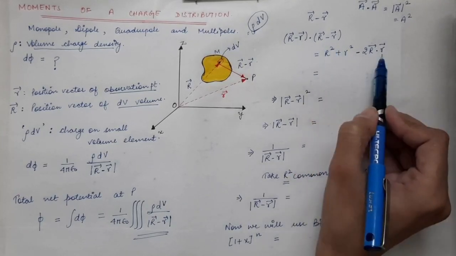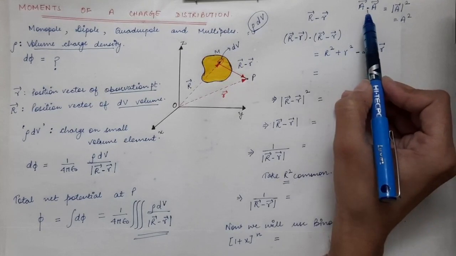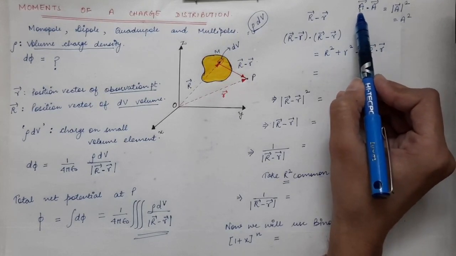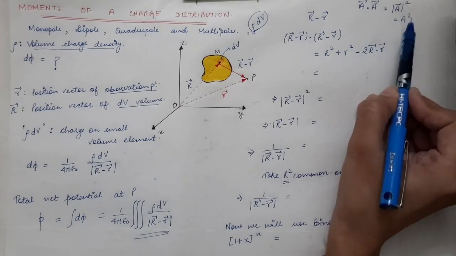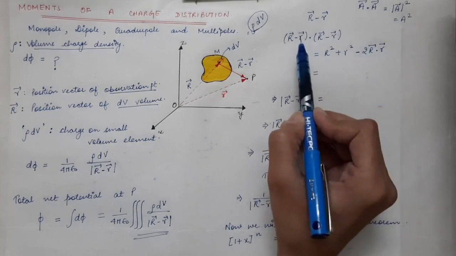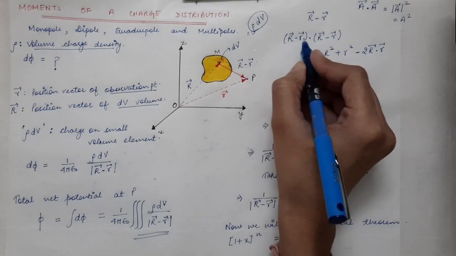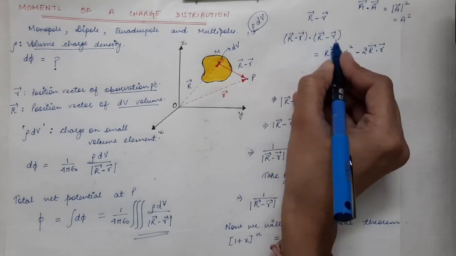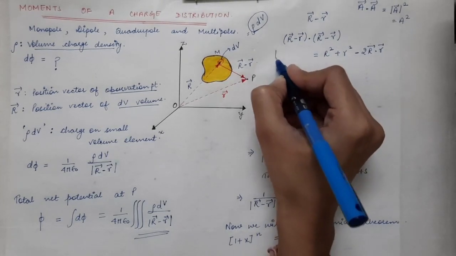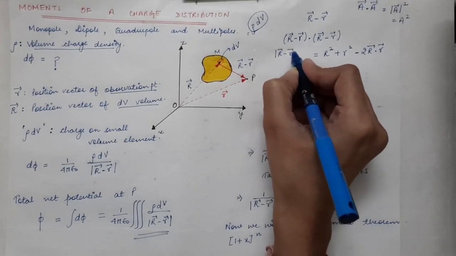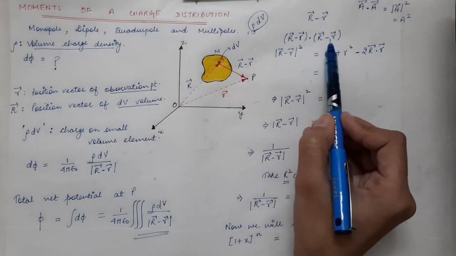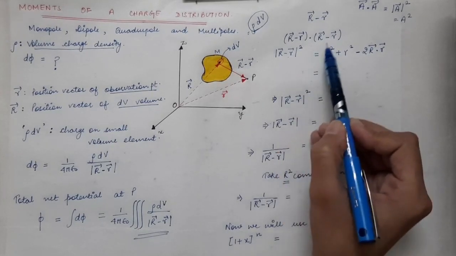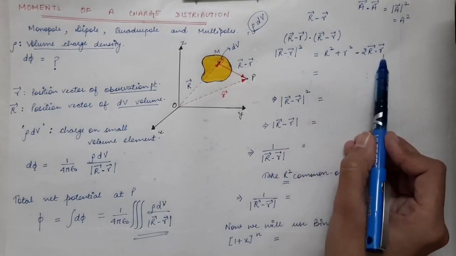So this is one way to find out. And another way: we have already seen that the dot product of a vector with itself is equal to the square of that vector's magnitude. So here also we will have (R vector minus small r vector) dot product with itself, which gives the magnitude of (R vector minus small r vector) squared. So this expression is equal to this one, as well as this expression is equal to this one.